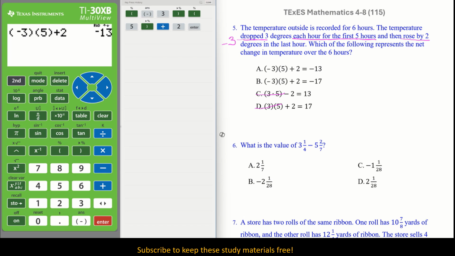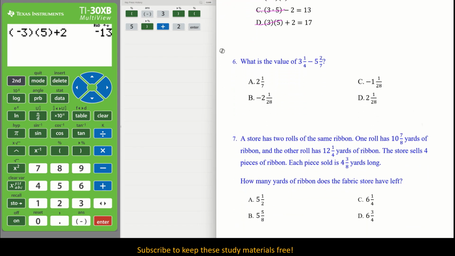And that is a drop of -13 degrees. So option A is correct. Okay, now let's go to number 6.